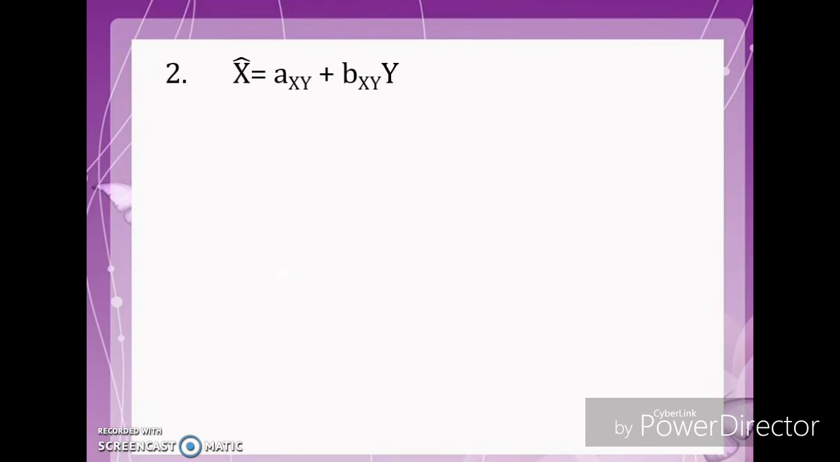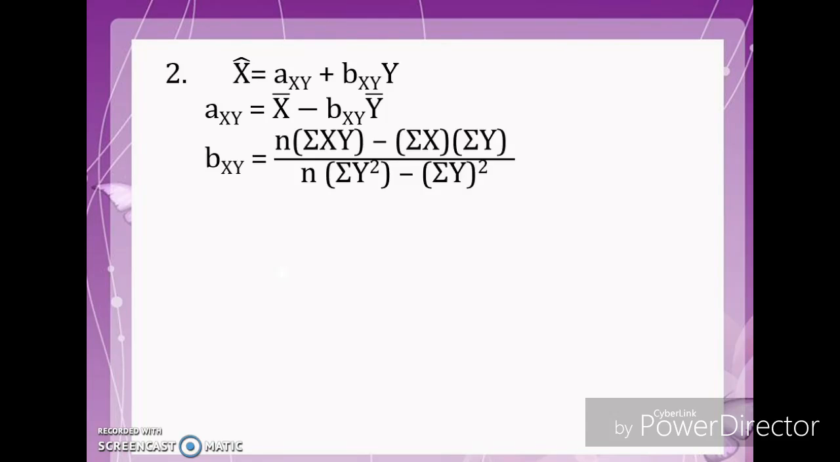So, paano naman pag ganito na yung binigay sa atin? So, dito sa number 2, ipinapakita na yung x na yung dependent variable at yung y yung independent variable. So, binabasa natin to as predicting x is equals to a sub xy plus b sub xy times y. Then, ang formula ng a sub xy ay the mean of x minus b sub xy times the mean of y. Then, ang formula ng b sub xy ay n times the summation of xy minus the summation of x times the summation of y all over n times the summation of y squared minus the summation of y quantity squared.